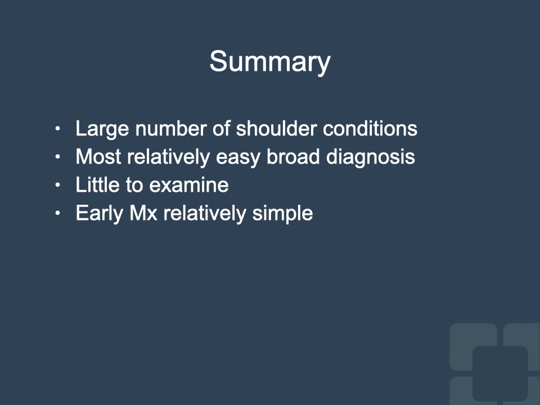So in summary, as I said at the beginning, there are a large number of shoulder conditions, but it's relatively easy to make a broad diagnosis quite simply. There isn't a huge amount to be gained by spending a lot of time on clever examination of the shoulder, and the early management is relatively simple. And as long as you pick up the urgent ones, everything else can have a trial of conservative treatment and see how they get on.